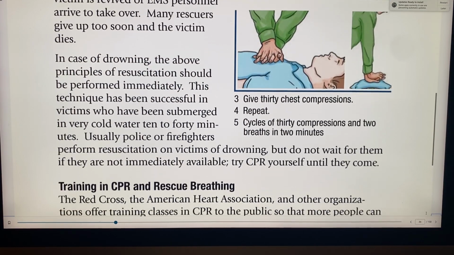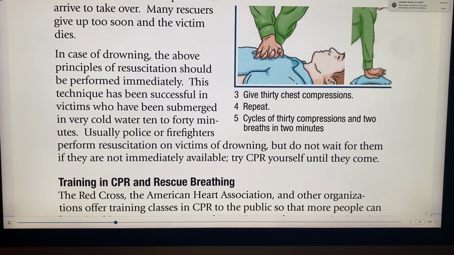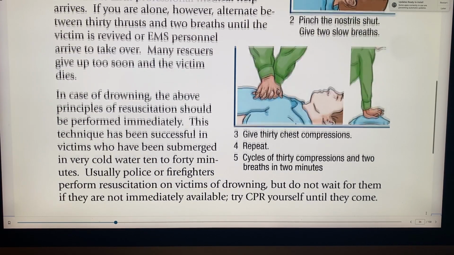In case of drowning, the above principles of resuscitation should be performed immediately. This technique has been successful in victims who have been submerged in very cold water for 10 to 40 minutes. Usually police or firefighters perform resuscitation on victims of drowning, but do not wait for them if they are not immediately available. Try CPR yourself until they come.